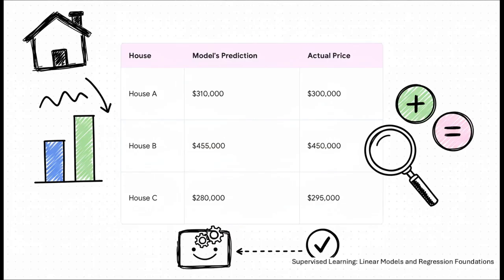How do we know if it did well? Simple. We just compare the model's predictions to the actual prices. And as you can see, our model isn't perfect, but wow, it's pretty close. For house A, it predicted $310,000 for a house that actually sold for $300,000. Hey, that's not bad at all.